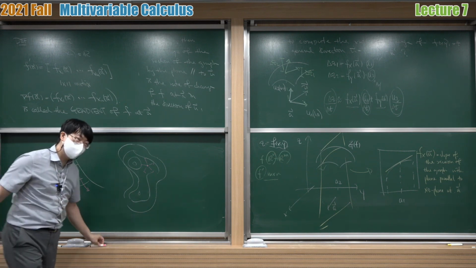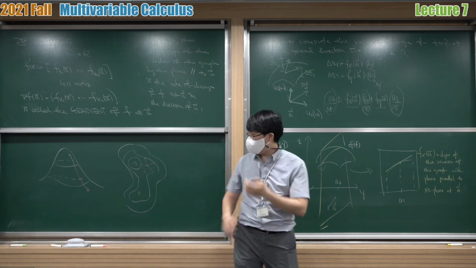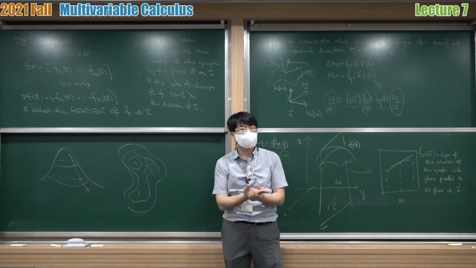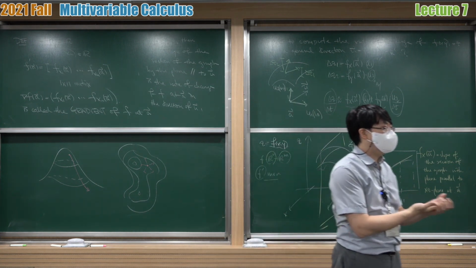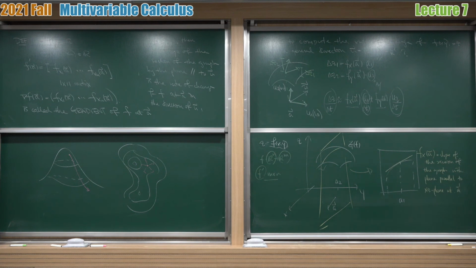So what's your guess? If you have this contour map in GPS, how would you decide which direction to move to get to the bottom of the mountain in the fastest way? Do you have any ideas?